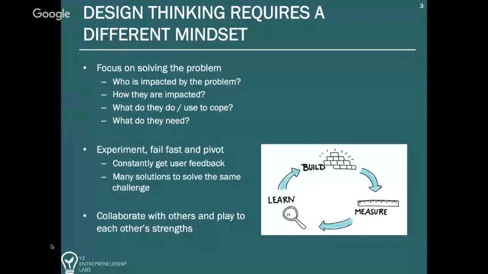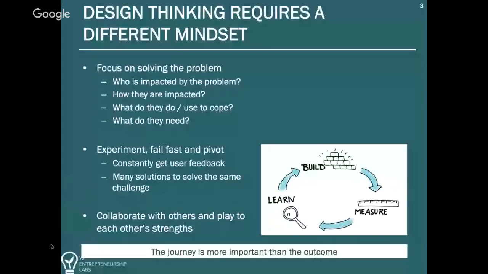There's a lot of teamwork, collaboration, and communication involved in design thinking, especially where students are working in groups. But even if they're working solo, learning to leverage the strengths of users, experts, or community partners is key. So again, design thinking is a bit different from answer-driven tests, which is a bit of a shift of mindset. So yeah, the journey is more important than the outcome.